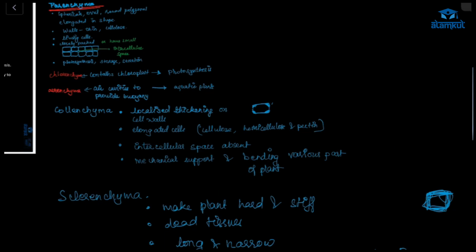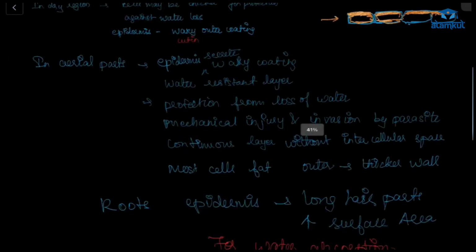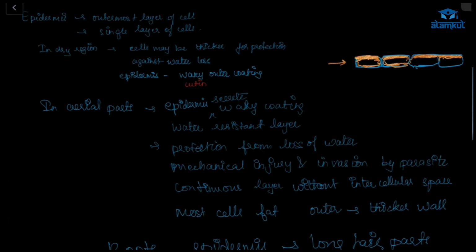Okay, tell me about the epidermis. Tell me its various adaptations in the desert plant, in the aerial parts of the plant, and in the roots. Ma'am, I didn't understand epidermis clearly. Which one didn't you understand? In the dry region they will have a waxy coating called cutin, and they will make the cell thicker. So this will prevent water loss.